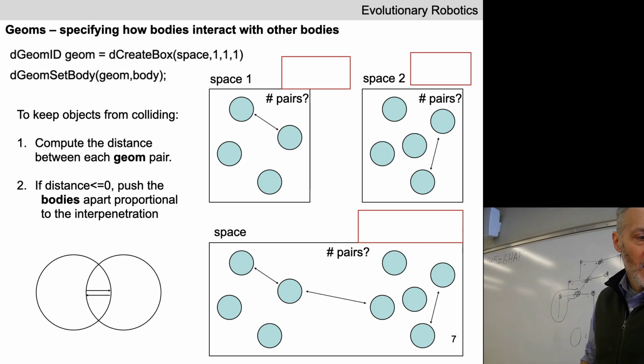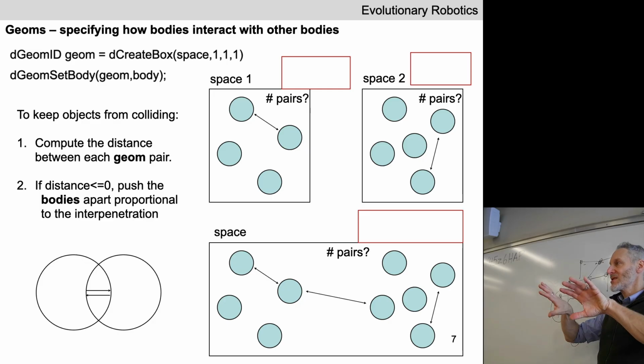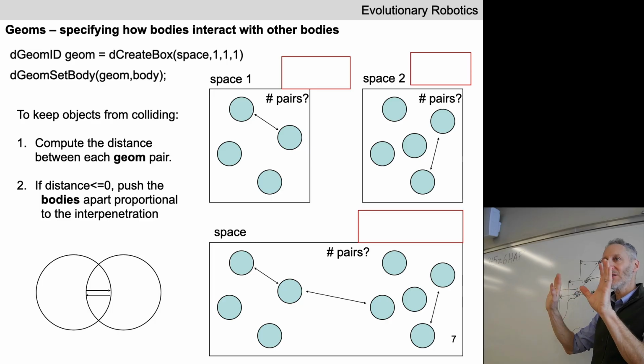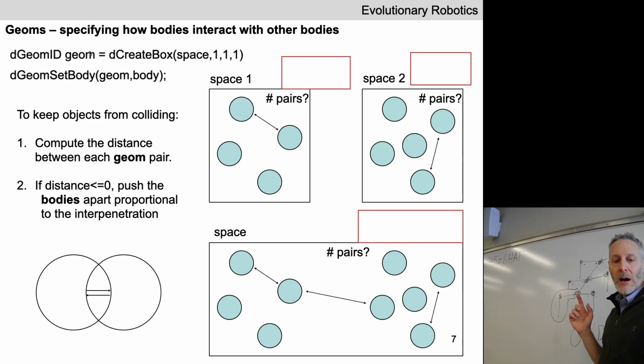Okay. Now we're going to come back to links, and we're going to talk about the geometry. In most physics engines, there's a separation between physical aspects of an object, or its inertial properties, which have to do with its mass, and its geometric properties, which seem kind of silly, but there's reasons why physics engines do this.